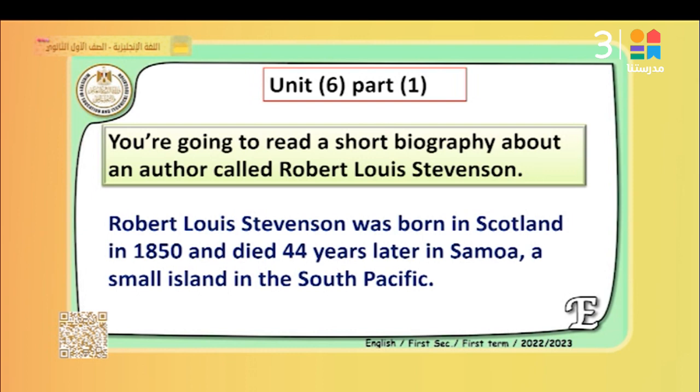Now we are going to read the biography of our great writer, Robert Louis Stevenson. You are going to read a short biography about the author. Author means the writer, called Robert Louis Stevenson. Robert Louis Stevenson was born in Scotland in 1850, and he died 44 years later. So when he died, he was aged 44 years in Samoa, a small island in the South Pacific.